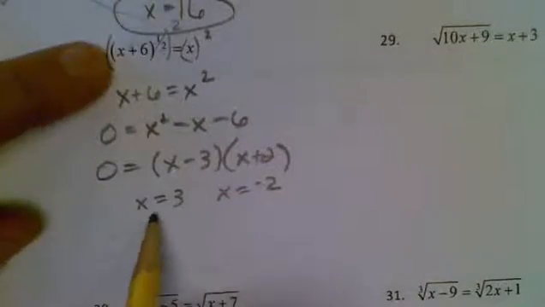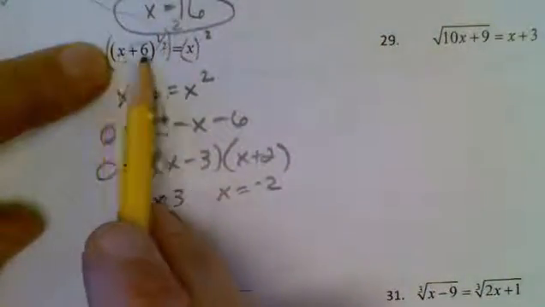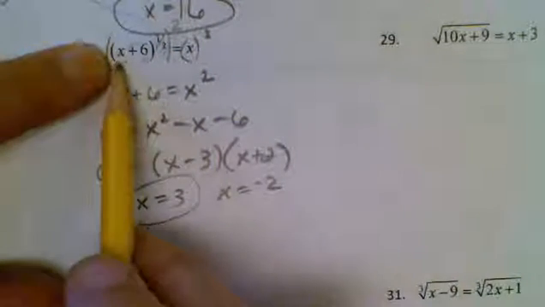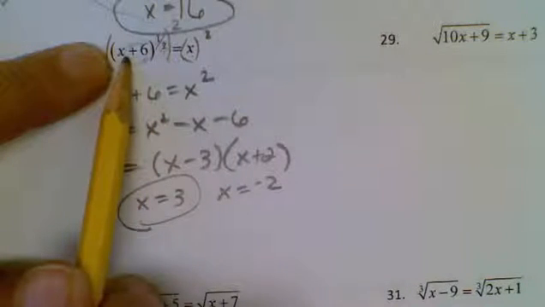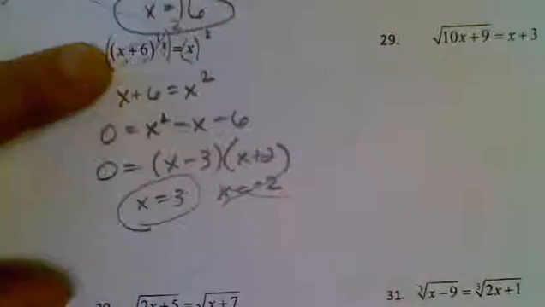I have to check both answers, so if I put in a 3, square root of 9 is what I get up here, or 9 to the 1/2, square root of 9, it does equal 3. When I put in -2, I get the square root of 4, because 6 plus -2 is 4. Square root of 4 does not equal -2, so I cancel that one out.